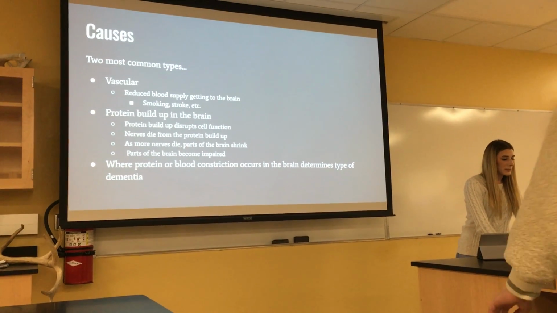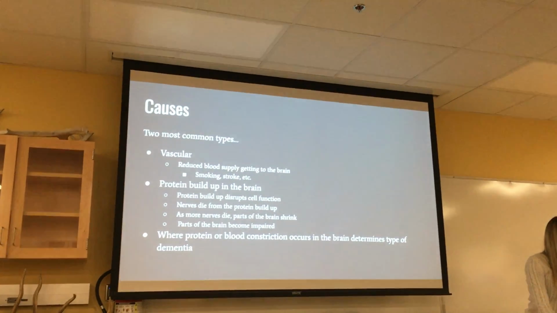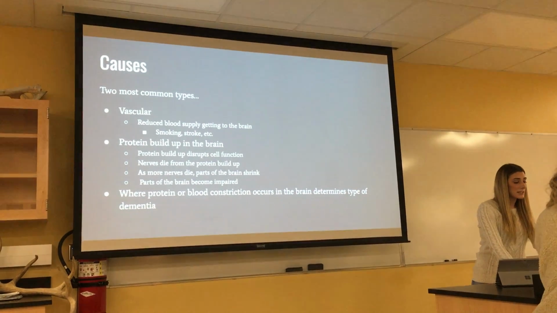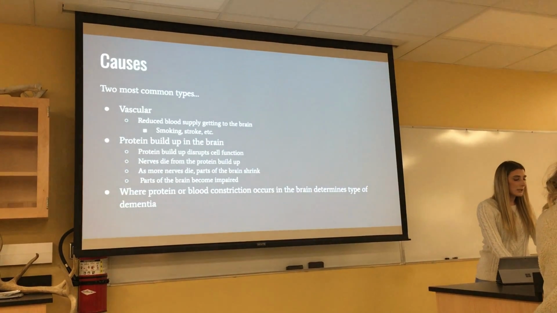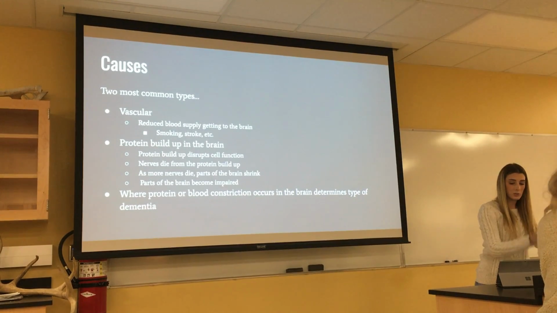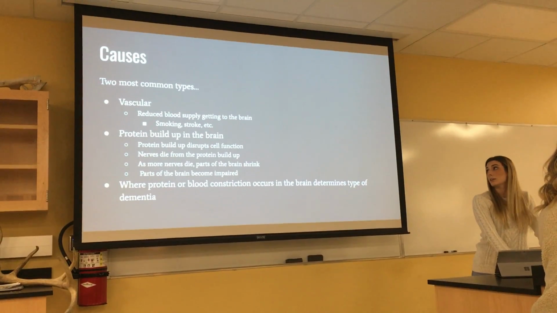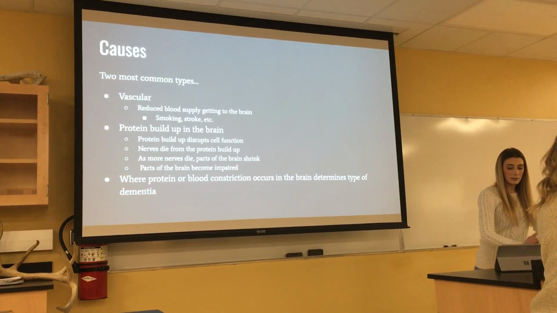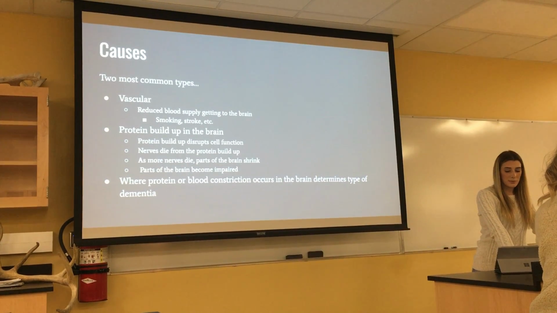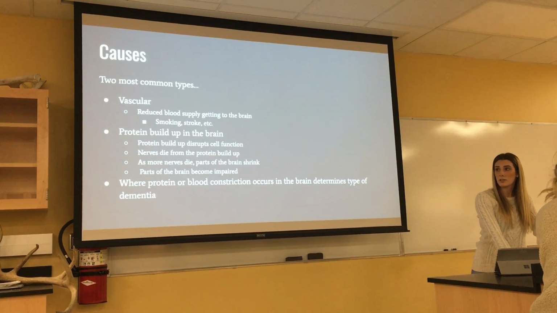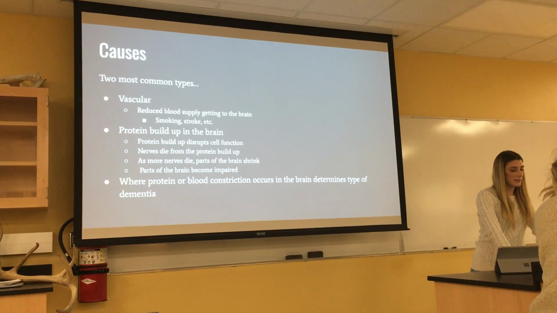What are the causes of dementia? There are two most common types, but they don't really know all of the factors that cause dementia. But two of the most common ones that they see are vascular and protein buildup. Vascular is when there is a limited blood flow going up to the brain, usually caused by years of smoking or having a stroke. And then protein buildup. Protein buildup disrupts cell function, and after being smothered by protein buildup for a while, the cells start to die off, and thus the brain starts to shrink in portions and areas.